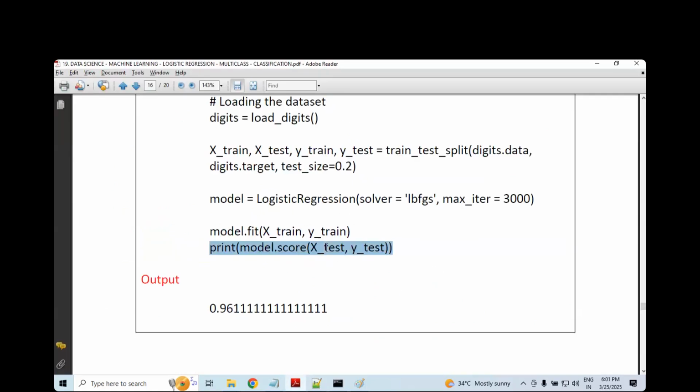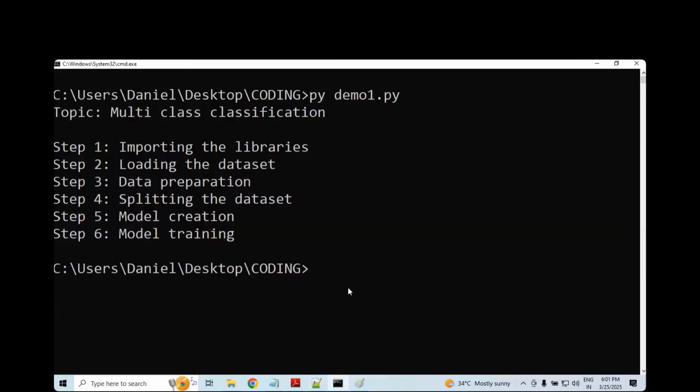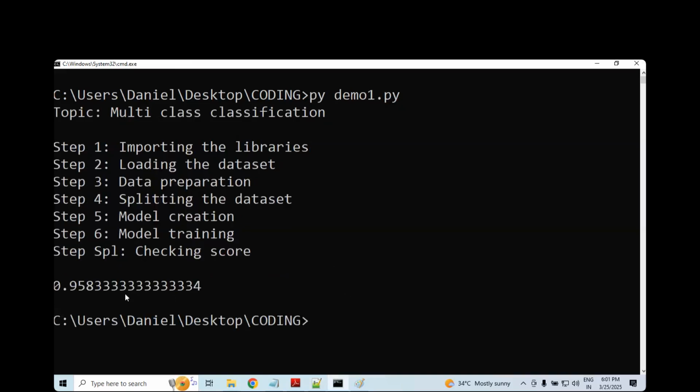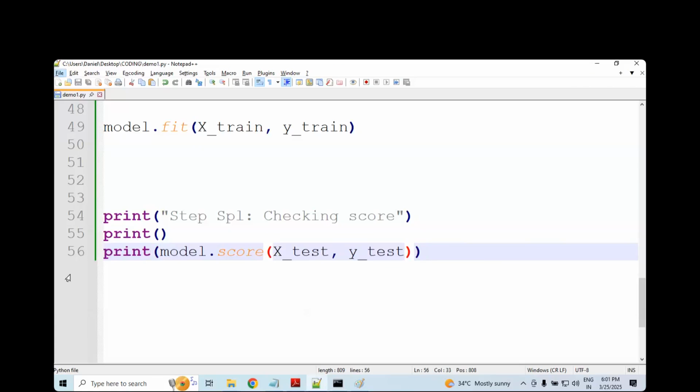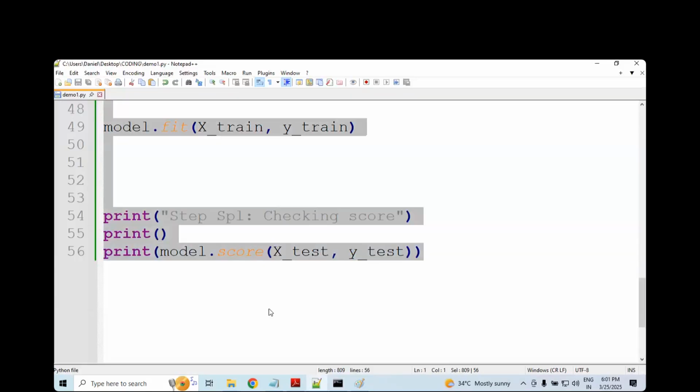X test and what exactly, sir? Y test. Yeah, good. Make a note on this one. 95. What is the score actually? If you want, you can multiply with 100. You will get 95 as the score. Special step actually: checking the score.